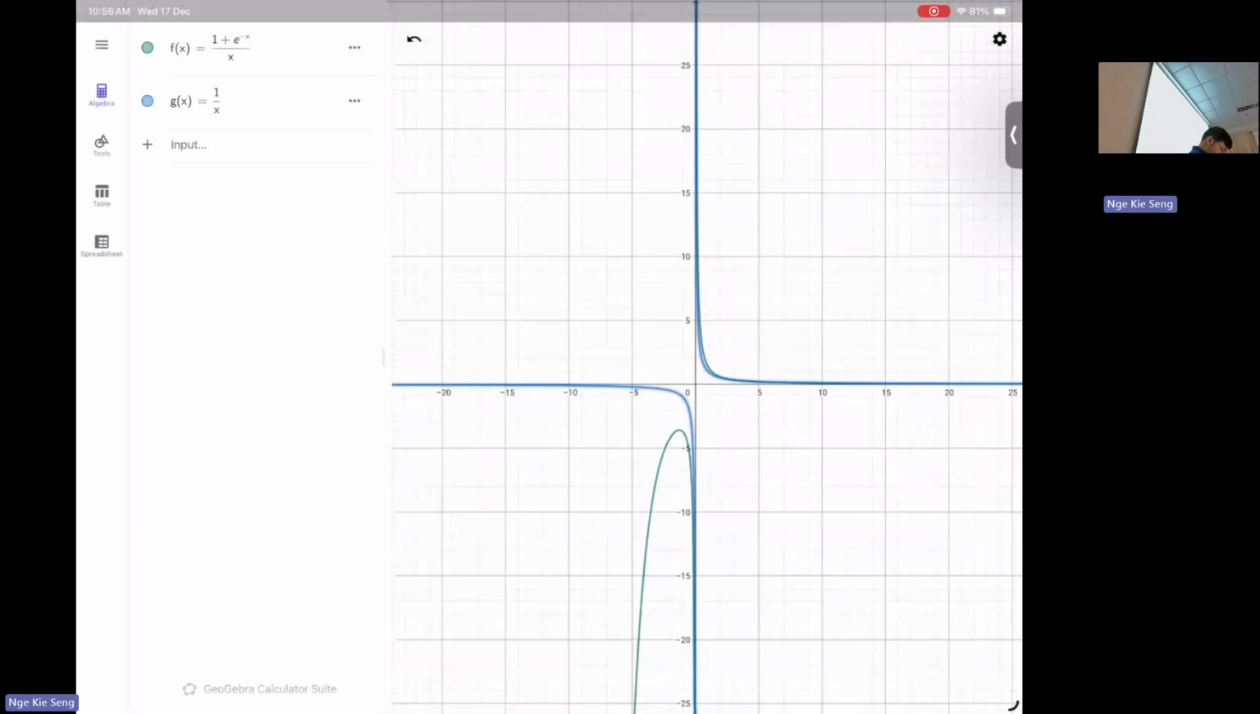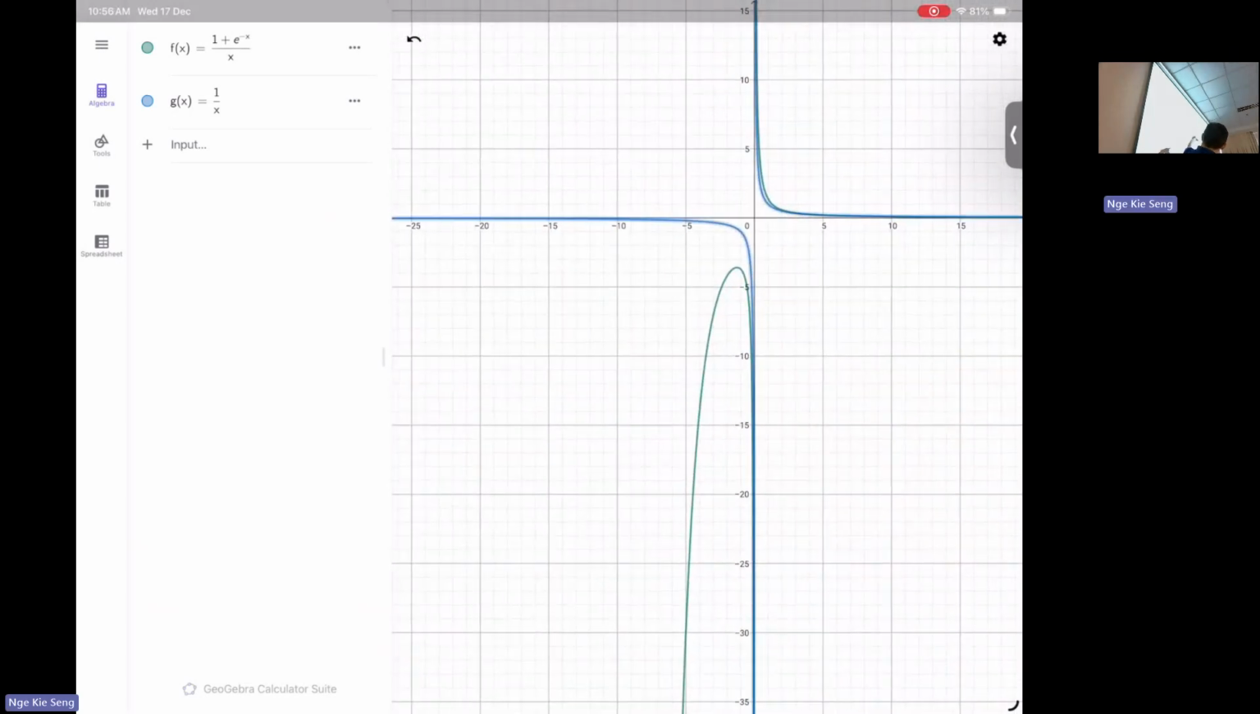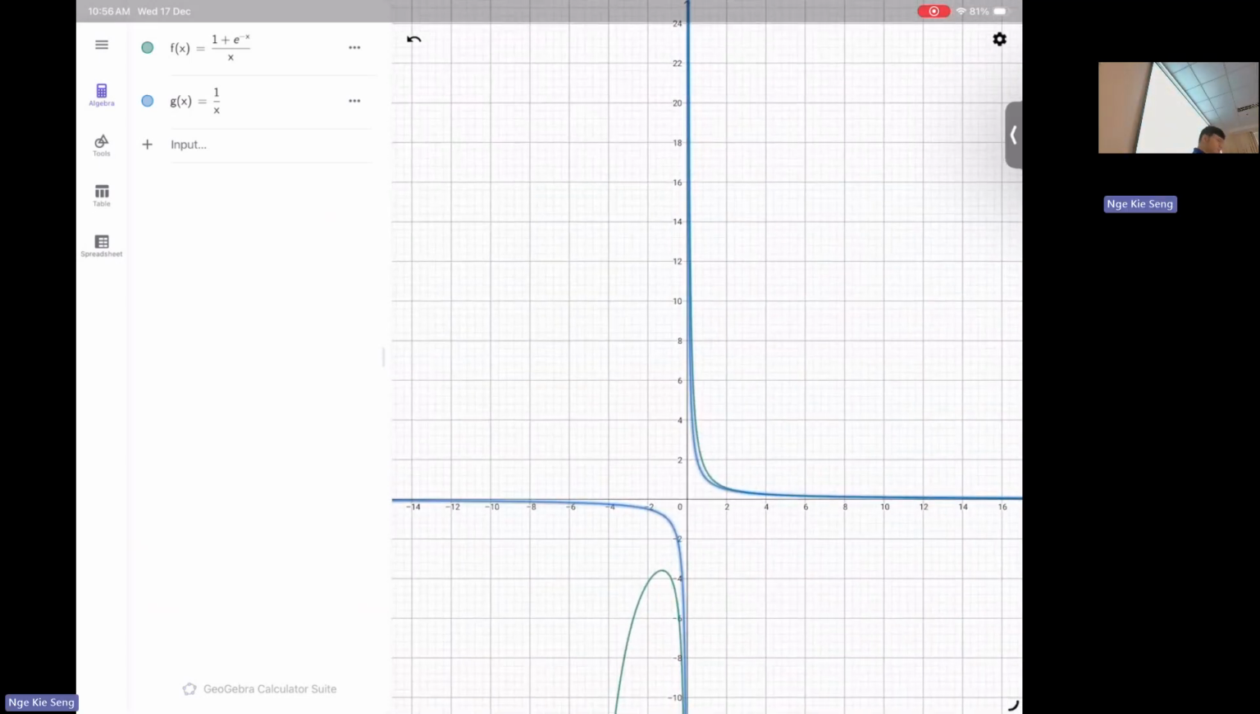Any questions so far? But you can see that when x is less than 0, they are quite different. When x is close to 0, they are quite different. And when it goes far to negative infinity, it's very different. Okay, any questions so far?